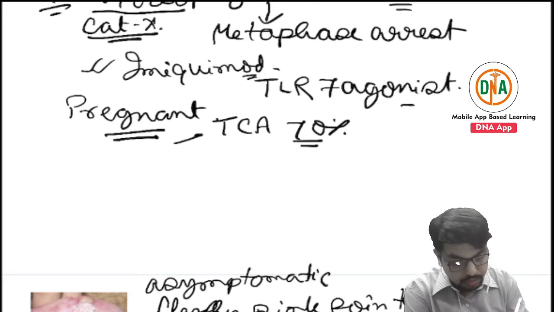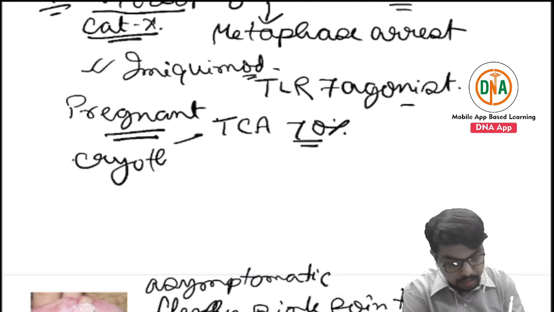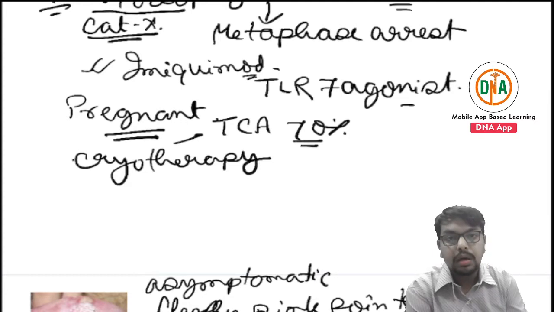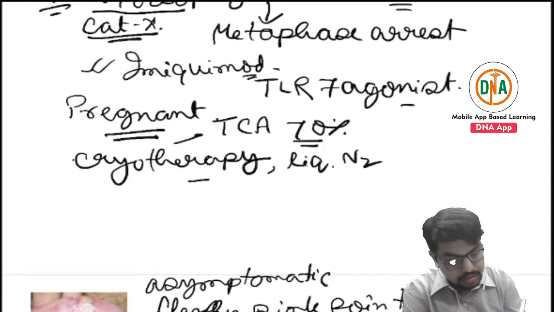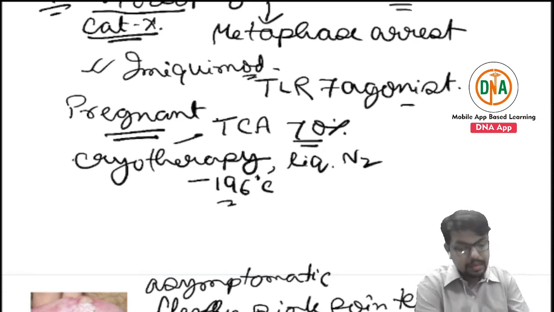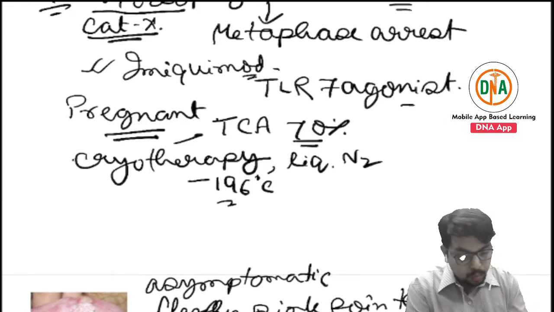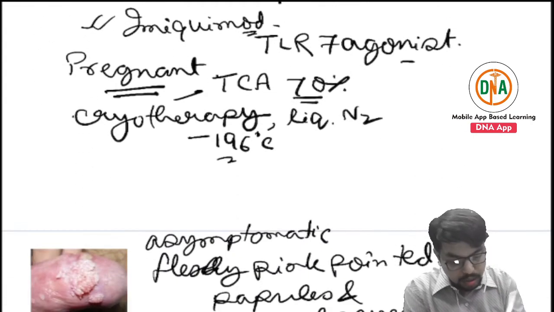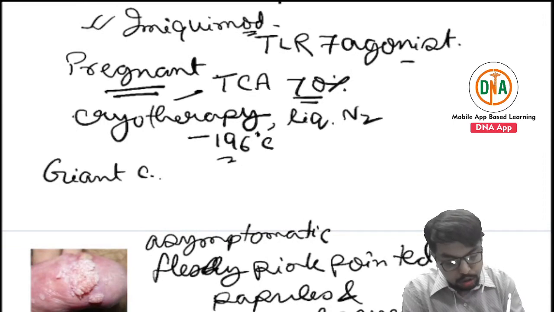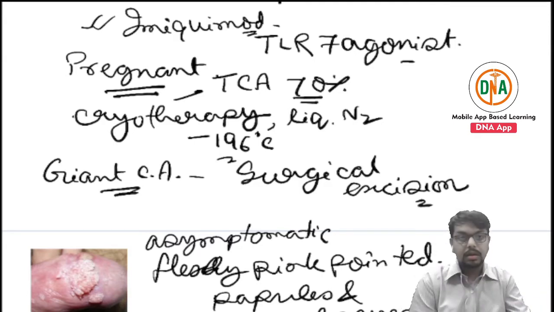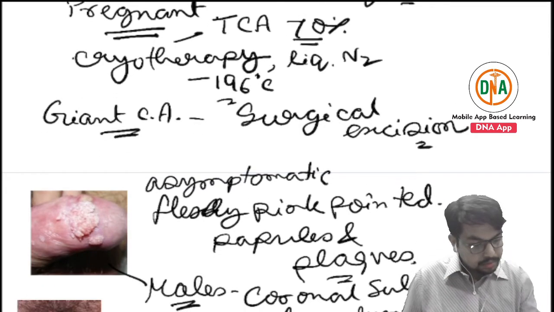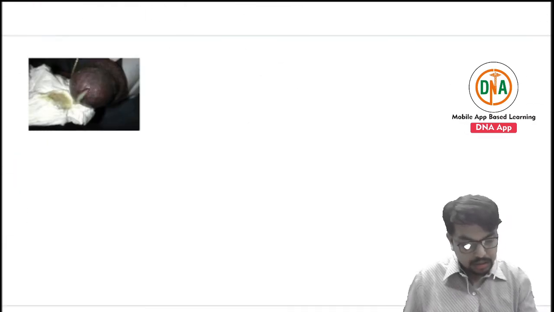Okay, or what we prefer, the first line, what are the first line therapies? Cryotherapy. Okay, here we use liquid nitrogen at a temperature of -196°C. Okay, what is the treatment modality of giant condyloma acuminata? For giant condyloma acuminata, we prefer surgical excision. Okay, this is about the genital wart lesion.